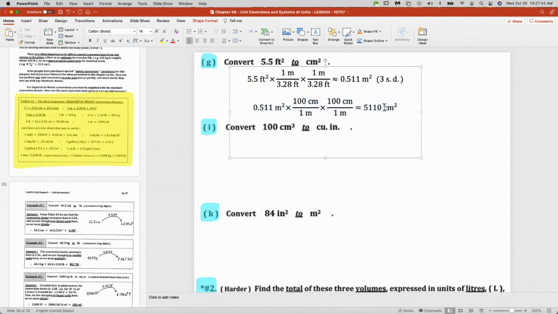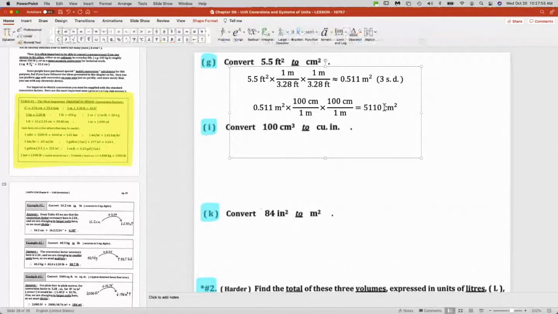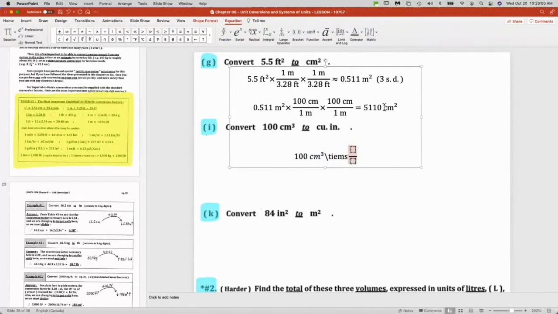We have centimeters cubed to cubic inches. This one's a bit more favorable because it's only a one-step question, meaning that the previous one had 2 lines of writing. This one's only going to have 1 line of writing. So we have 100 centimeters cubed, and we know that there are so many centimeters in an inch. I know that 1 inch is 2.54 centimeters.